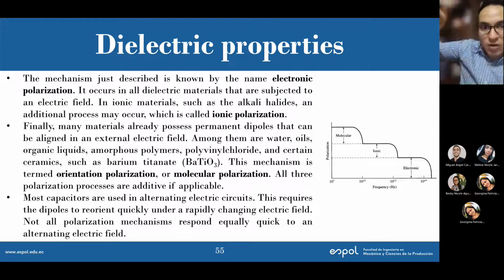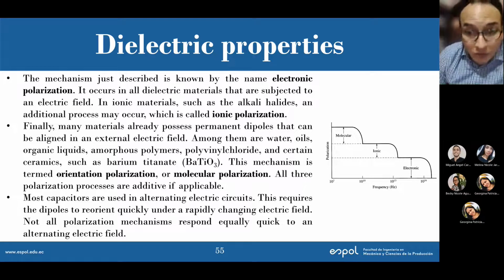Basically the same as aligning or polarizing the cloud of electrons and the nucleus that is positive. It's the same here. Cations on one side, anions on the other side, and you have this ionic polarization. And that happens in dielectrics that are ionic materials.